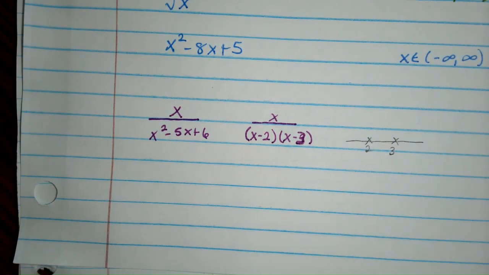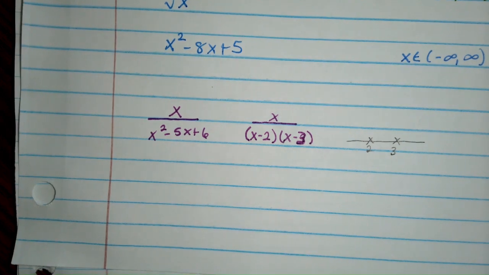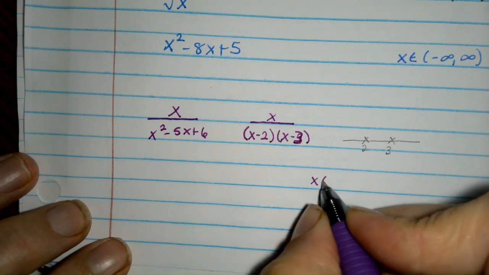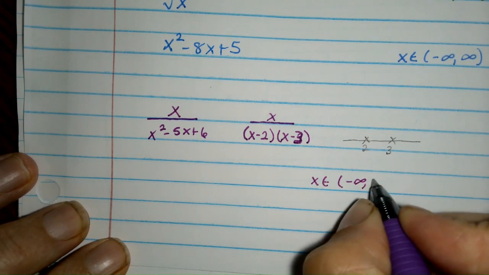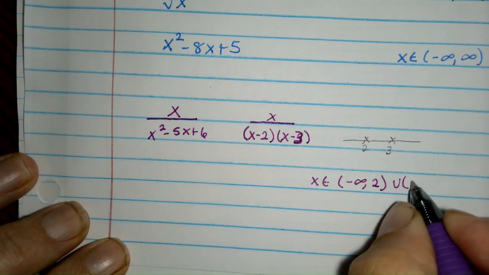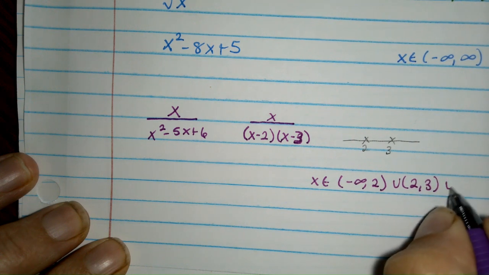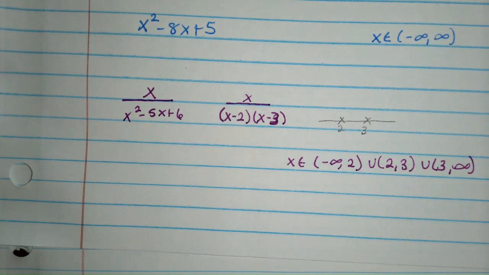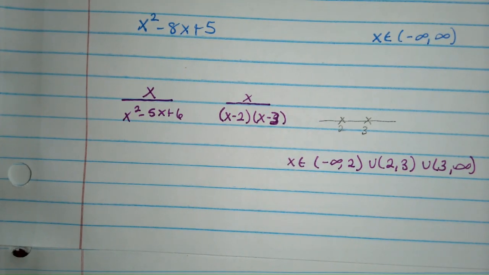So that turns our number line into 3 different parts. So we would say x is between negative infinity and 2, or it's between 2 and 3, or it's between 3 and infinity. And this, if you're taking a college course, is the preferred way of writing it generally. So make sure that you understand what the symbols mean here. So let's try one more.